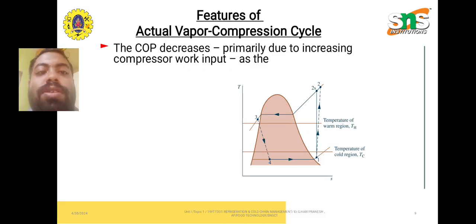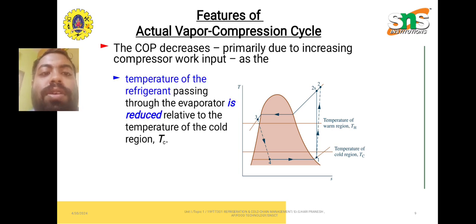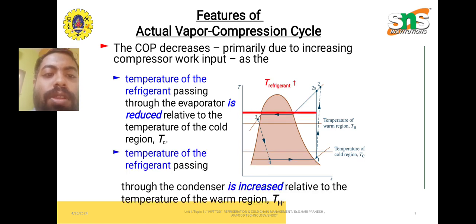Then, features of the actual vapor compression cycle. In this, the COP decreases, primarily due to an increase in the compressor work input as the temperature of the refrigerant passing through the evaporator is reduced relative to the cold temperature Tc. As you can see, the temperature is getting reduced. The temperature of the refrigerant passing through the condenser is increased relative to the temperature of the warm region Th.